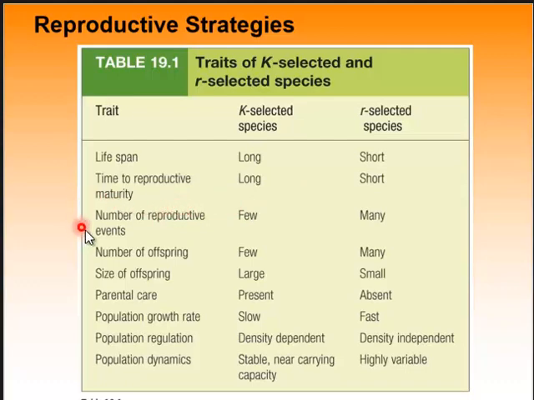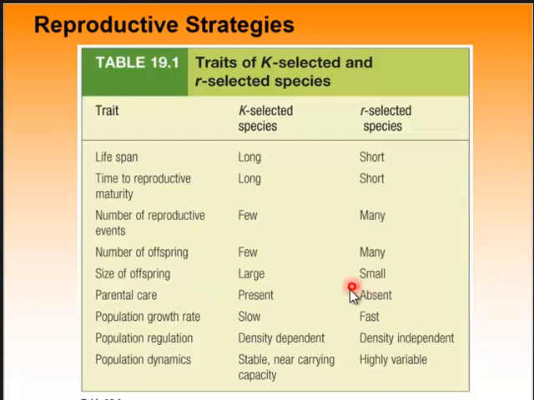Elephants only have a few babies, a few reproductive events in their entire lives. They only have a few babies. Roaches lay eggs, and that's their reproductive event, many times in their lifetime. Elephants only have a few babies. Roaches have hundreds of offspring. Elephants have big babies. Roaches are tiny. Elephants have parental care. They take care of their babies. They protect them, they feed them, and they care for them.